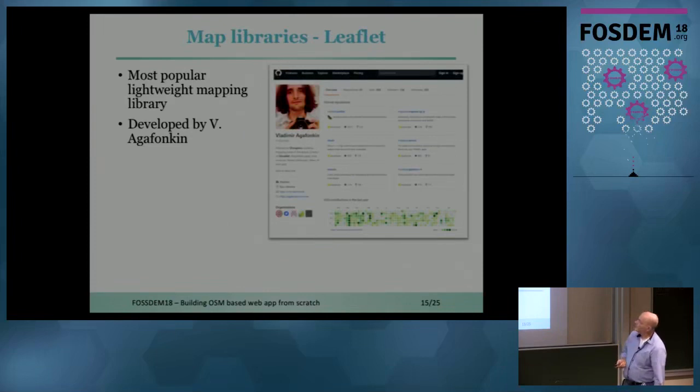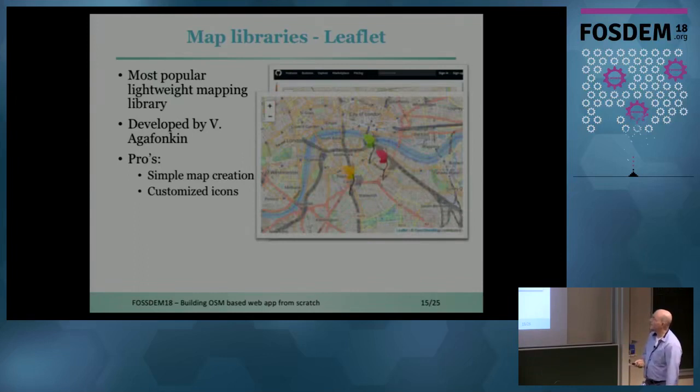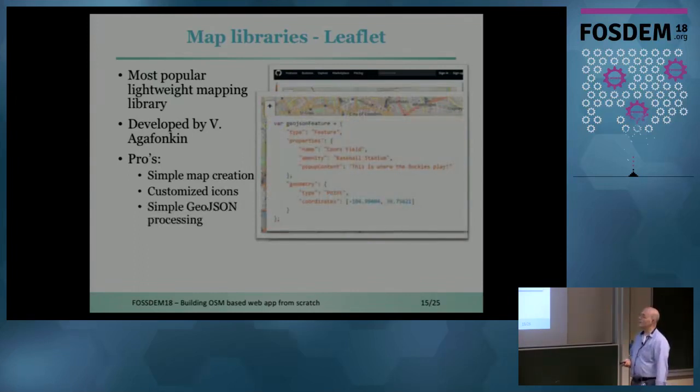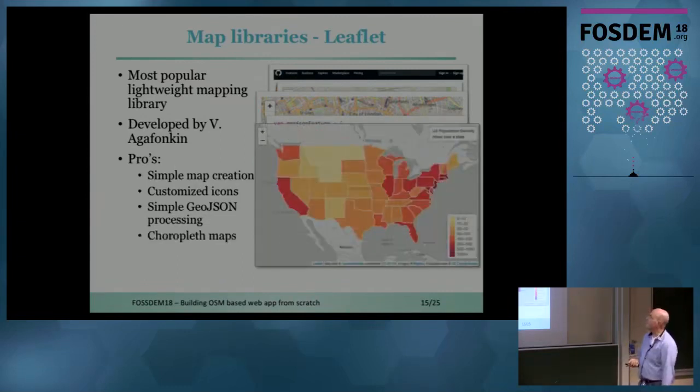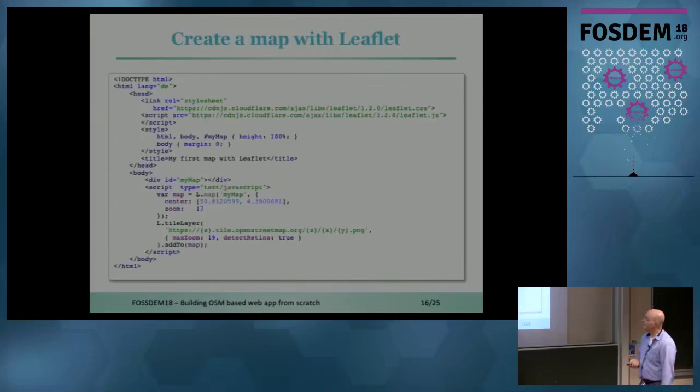Shortly about Leaflet: the most popular lightweight mapping library, developed by Agafonkin, working for Mapbox, and simple map creation. Customized icons are no problem. And the GeoJSON format is processed very simply. That means you can create a map layer with one line of code if you have the appropriate JSON file handy. You can make choropleth maps, and for all these things there exist many plugins, a huge list of plugins on the internet. Yeah, short some code, but not too much.